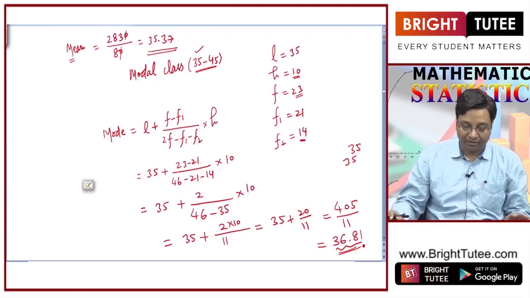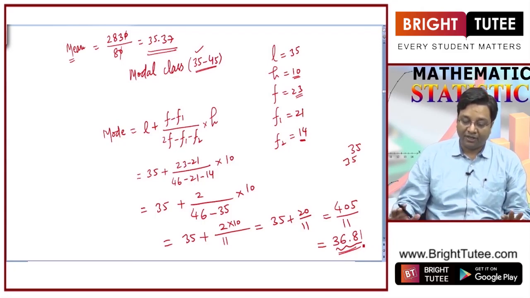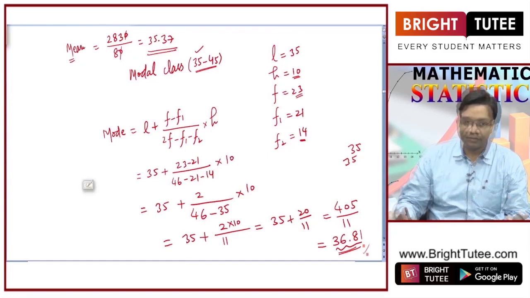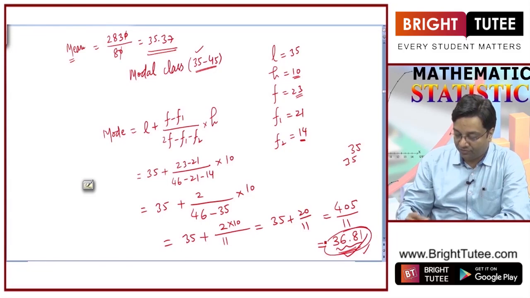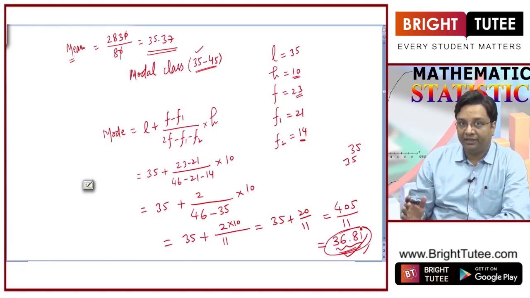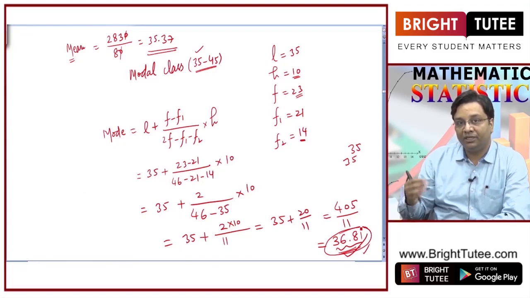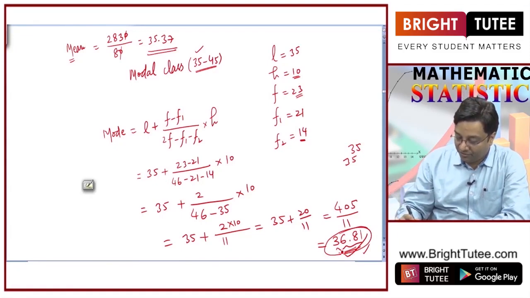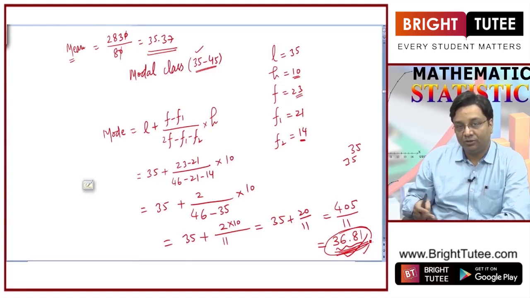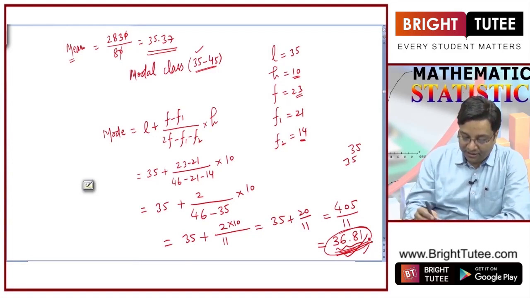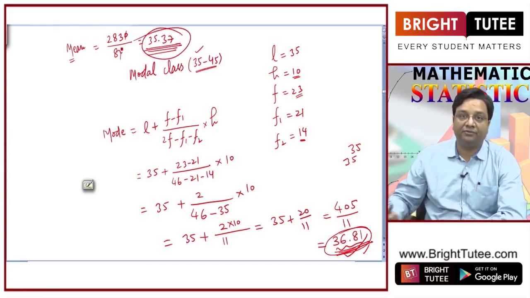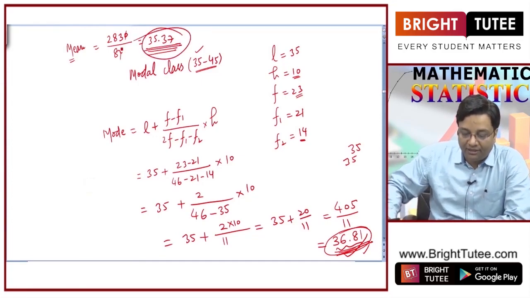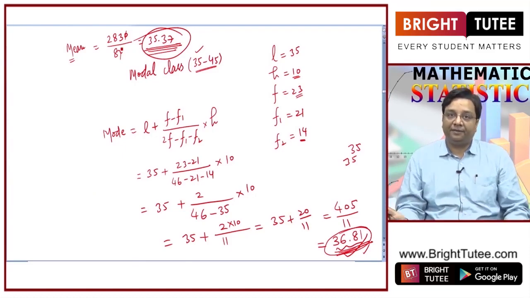So, when you compare mean and mode, the mode is greater than the mean in this case. Okay. So, the maximum number of patients admitted in the hospital are of the age 36.8 approximately, right, 36.81, or you can approximately say 36.8. So, the maximum number of patients admitted in the hospital are of this age, and the average age of patients admitted in the hospital is 35.37, right. So, this is how we will interpret this data, right.